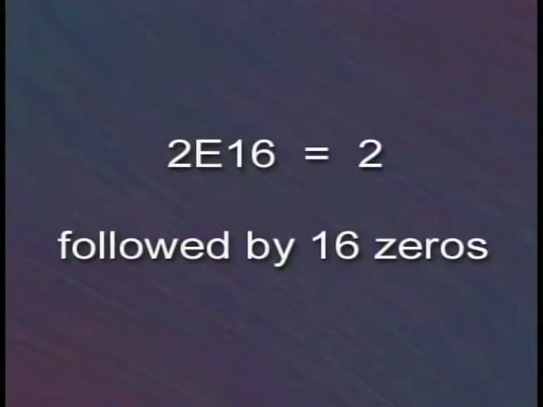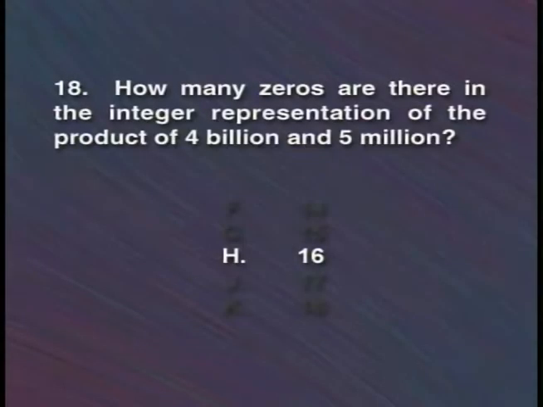Entering the numbers correctly in a scientific calculator will also give you the correct answer in scientific notation. The product will be expressed as 2e16, which indicates that the product is the number 2 followed by 16 zeros. In either case, the correct answer is H.